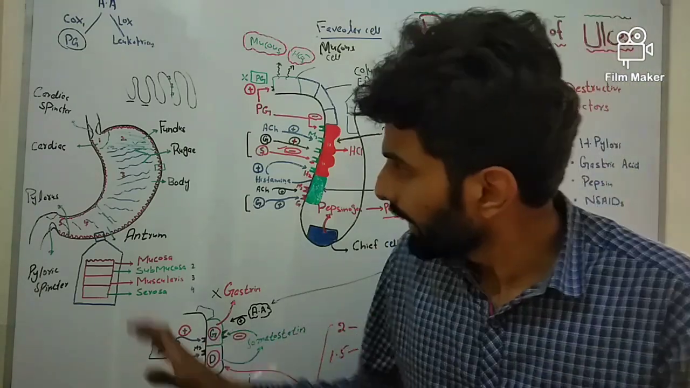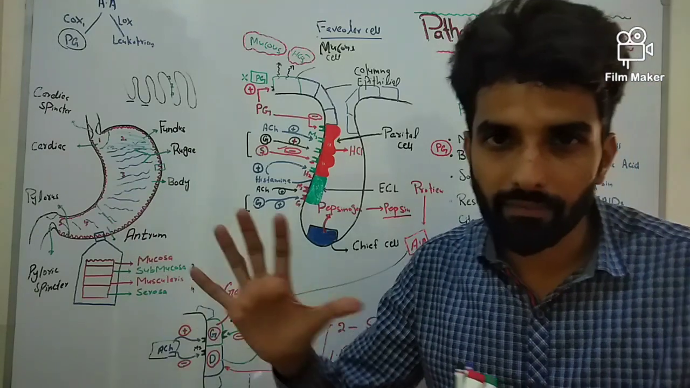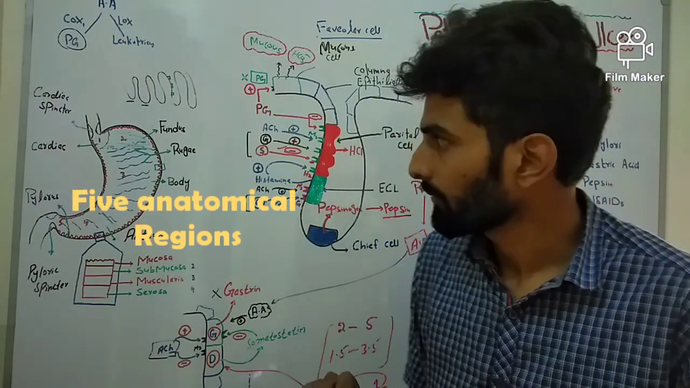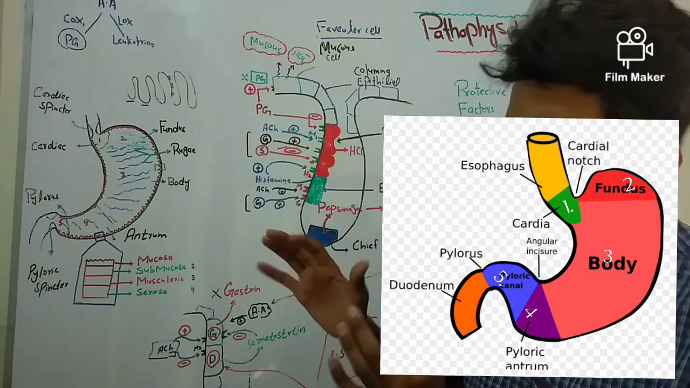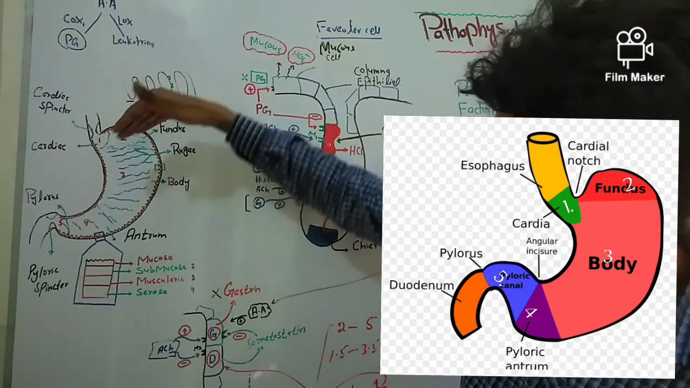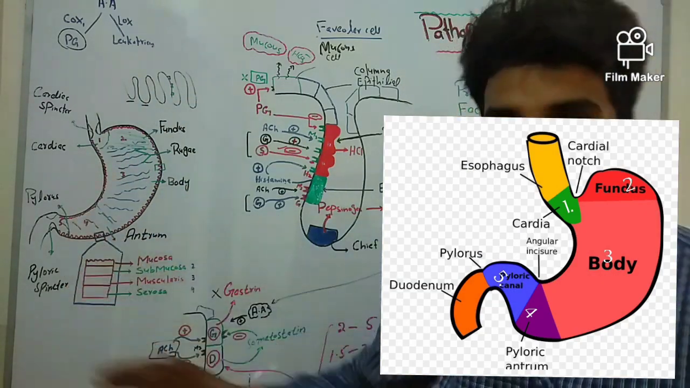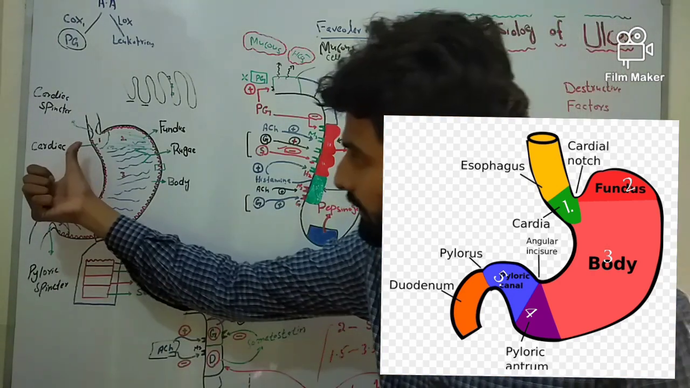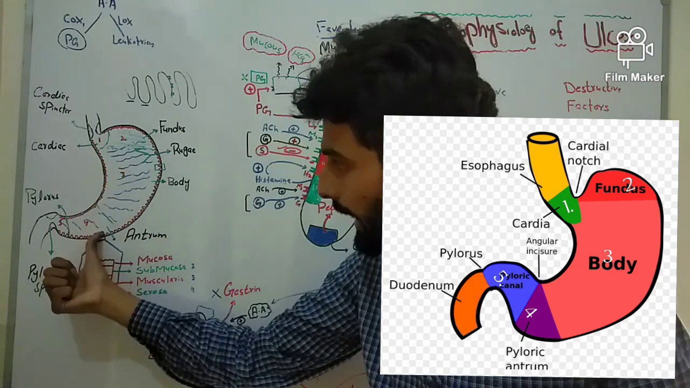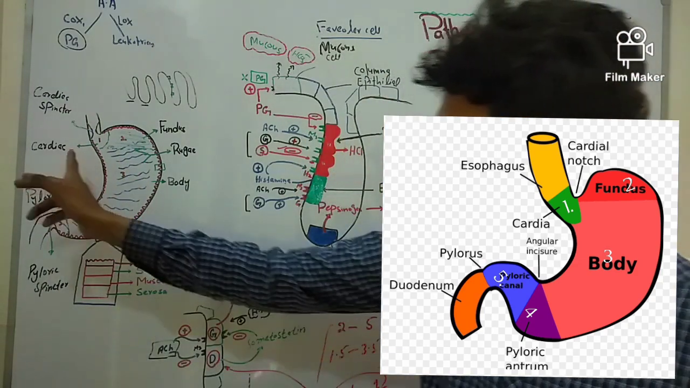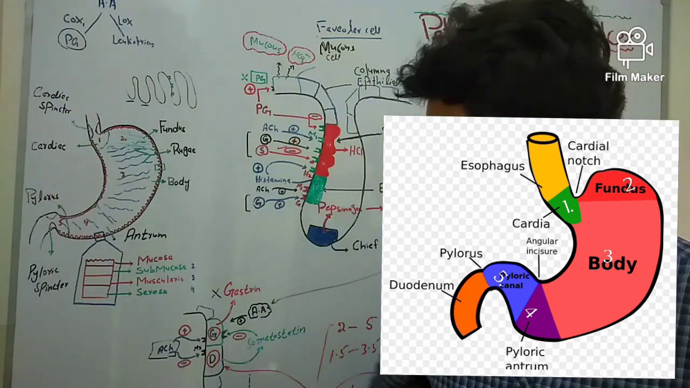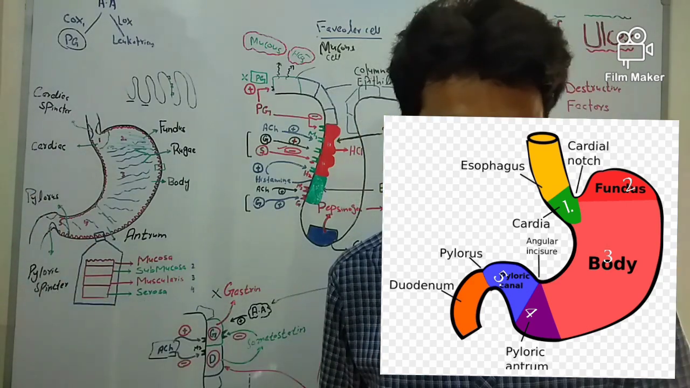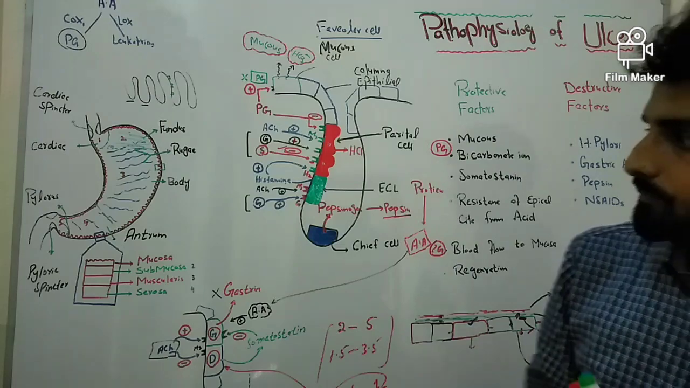But before starting the pathophysiology, let's talk about the physiology of the GIT. As you know, there are basically 5 anatomical regions of the stomach. The major portion consists of 3 regions: fundus, body and antrum. But overall it is made up of 5 regions: cardiac, fundus, body, antrum and pylorus. Cardiac is near the esophagus, but the pylorus region is near the duodenum. So overall there are 5 regions.